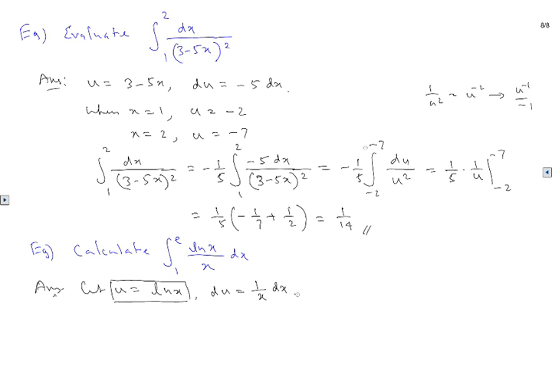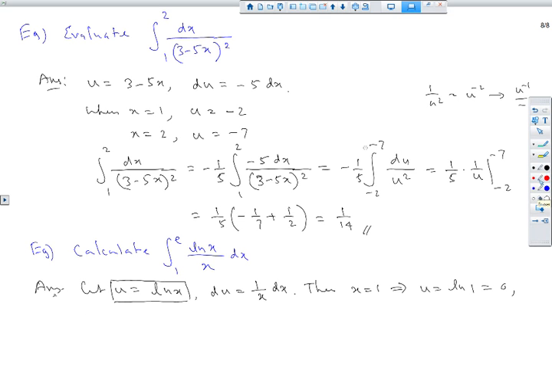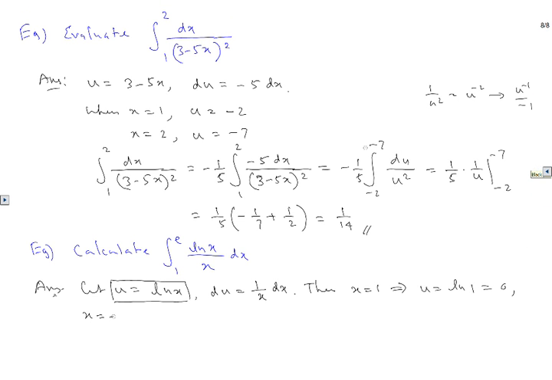Okay, and then we also calculate the new limits. x equal 1 gives what? x equal 1 gives u equal ln 1, which is 0, and x equal e gives u equal ln e, which is 1.